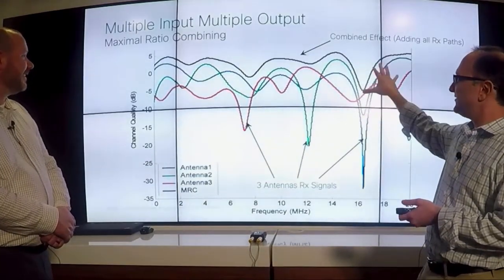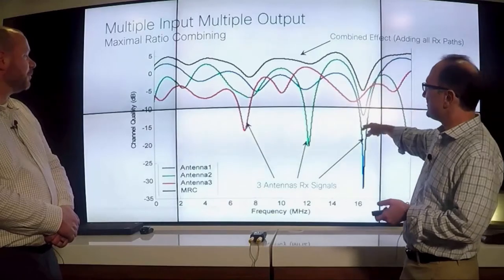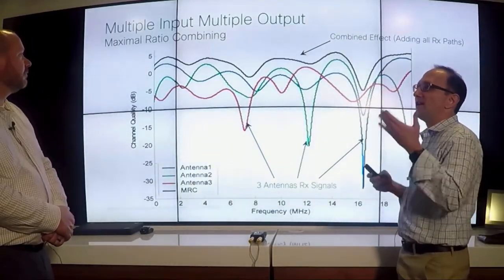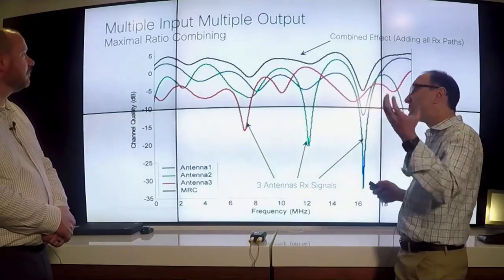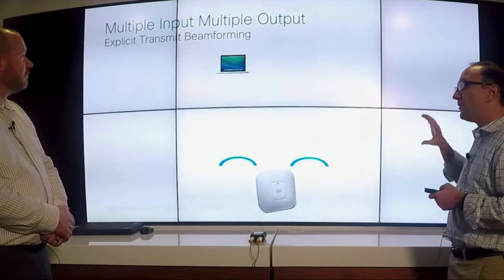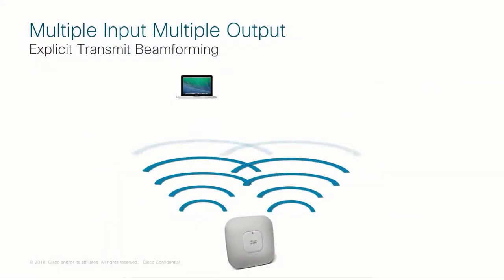So just kind of giving you a bit of the details. These are all those different signals, and you can see that black line where I'm now getting that combined effect, right? So that's the receive side of what we do with MIMO. We also can play some tricks on the transmit side.